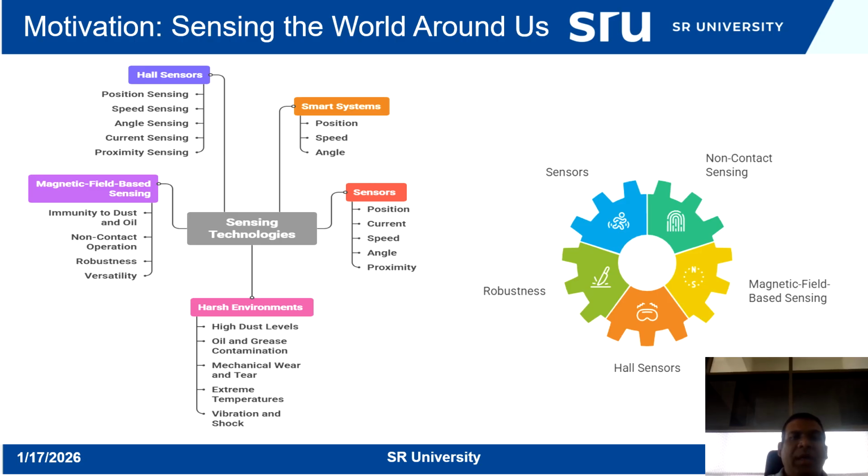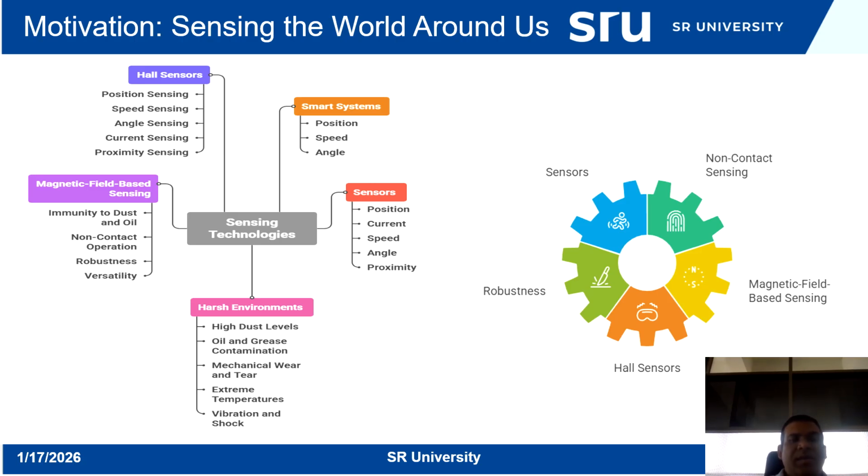So what do you mean by immunity to dust and oil? Magnetic fields are not significantly affected by the presence of dust, oil, or other non-magnetic contaminants. This makes the magnetic sensor ideal for use in dirty or oily environments, mainly in the oil industry and petrochemical industry. Then non-contact operation. Magnetic sensors do not require physical contact with the object being sensed, eliminating wear and tear and allowing measurement through intervening materials.